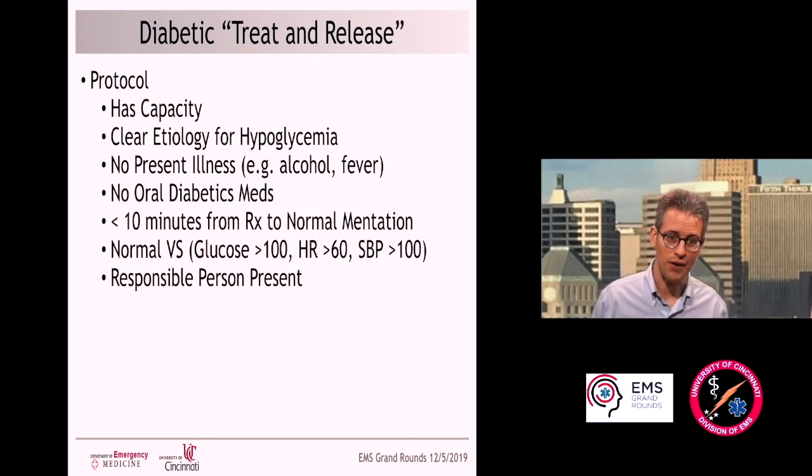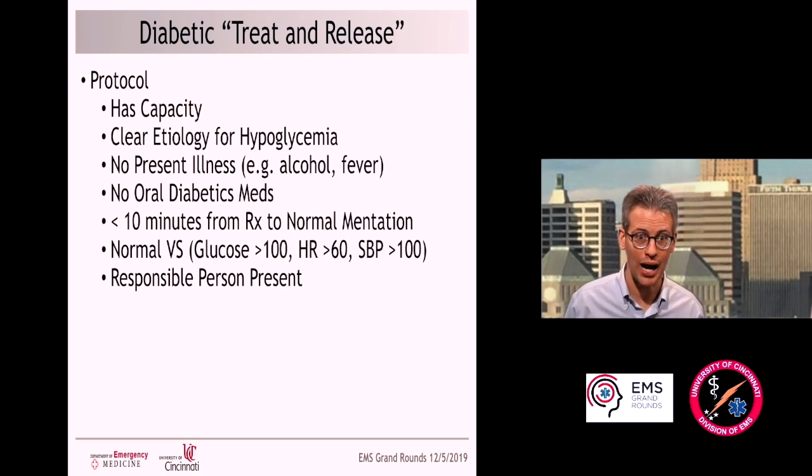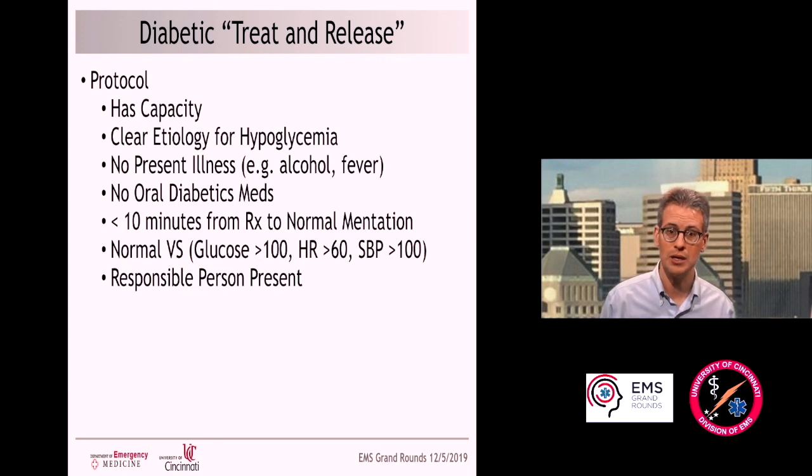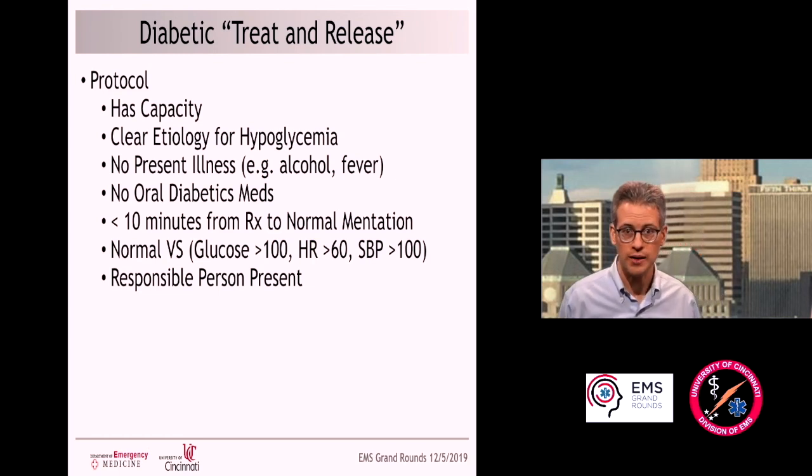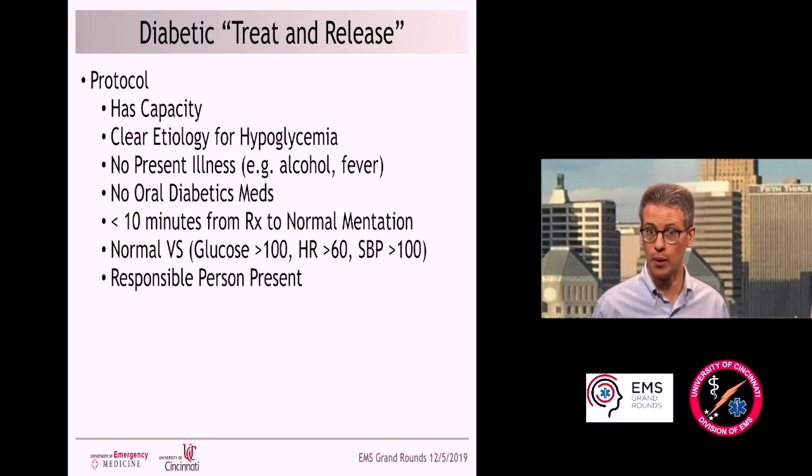They need to have normal vital signs, okay? Which are actually very spelled out in the protocol. Glucose greater than 100, so you need to recheck it, right? Prove that their glucose is back up. Heart rate needs to be greater than 60, systolic blood pressure needs to be greater than 100. That's straight out of the protocol. But basically what I'm telling you is they need to have normal vital signs, right? Which would also be an indication that there isn't some other illness going on, right?